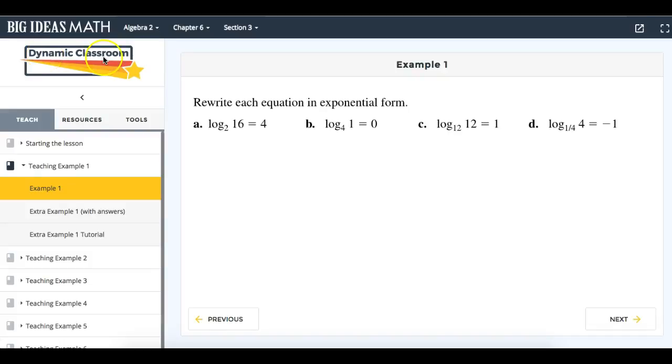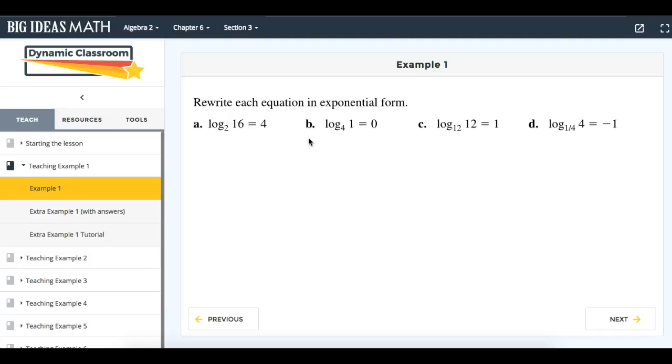All right, welcome to the first example of section 6.3. In this section, we are working with what we call the logarithm function. We shorten that as log, so we just call this the log function. Now, this is very similar to exponential functions. Actually, the log function is related just as the opposite of the exponential function.